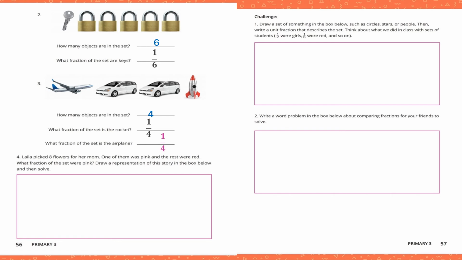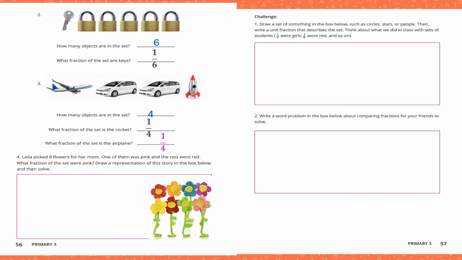Question number 4. Layla picked 8 flowers for her mom. One of them was pink and the rest were red. So we have 8 flowers. One is pink, and let's assume that all of the rest are red. What fraction of the set were pink? How many pink flowers? Just one. One out of what? The total is 8 flowers. So it's 1/8.